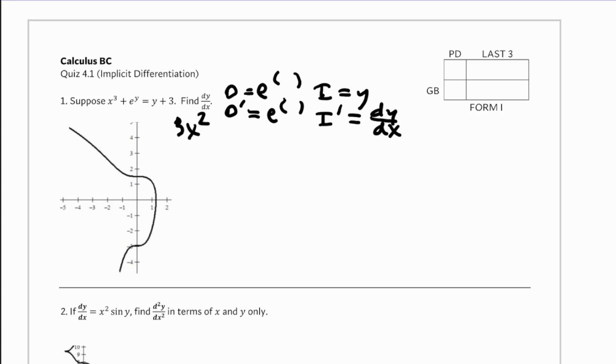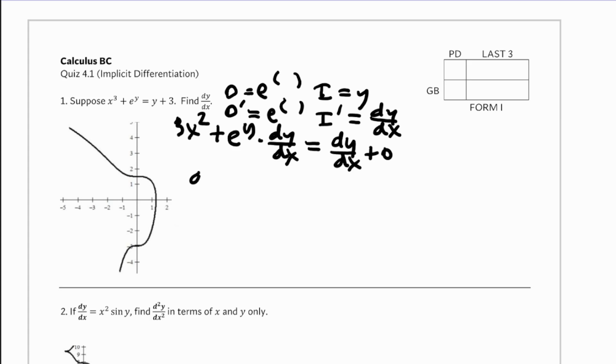And so the derivative of e to the y, we're going to multiply outside prime times inside prime, and that's going to be e to the y times dy dx. And that's going to equal the derivative of y plus the derivative of 3. Then we're going to collect everything that has dy dx to one side of the equation.